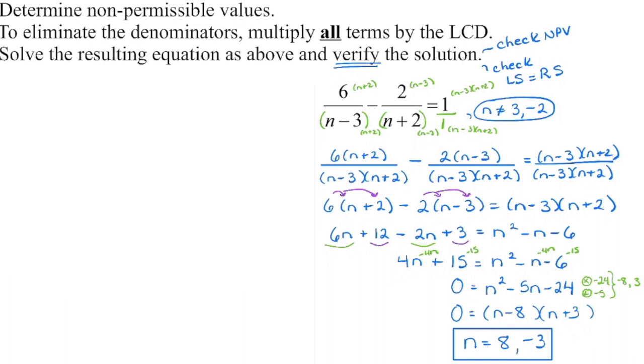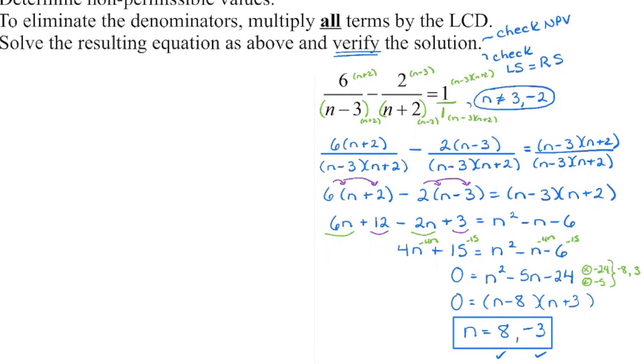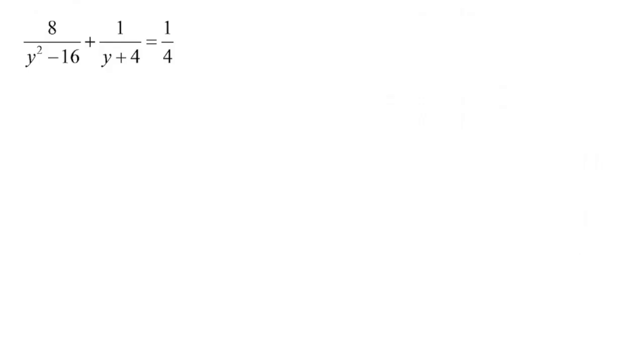Because these are whole numbers, you may want to just do this mentally, or you can store them on your calculator. But I am just going to tell you for the sake of time that when you put them back in, the left side equals the right side on both. There are two solutions for this particular equation. So let's try one last example.